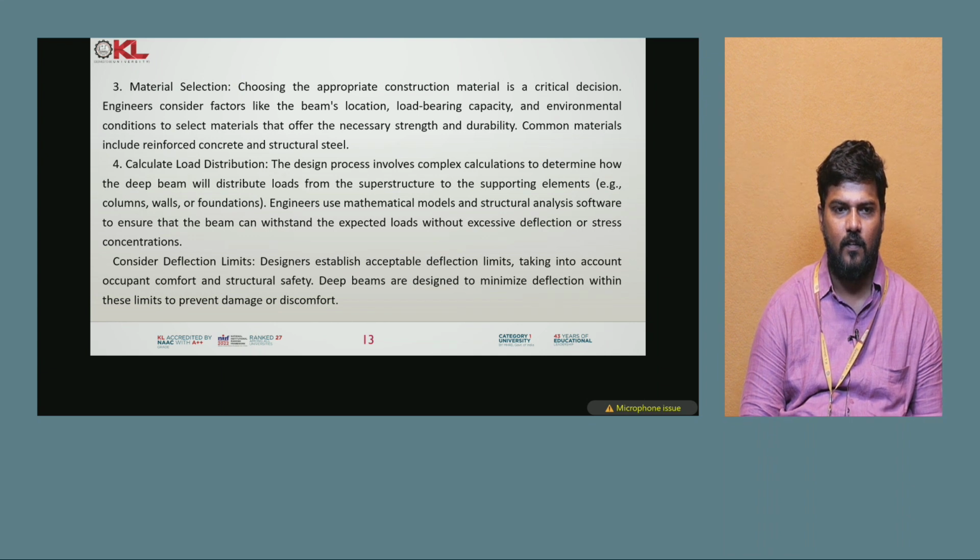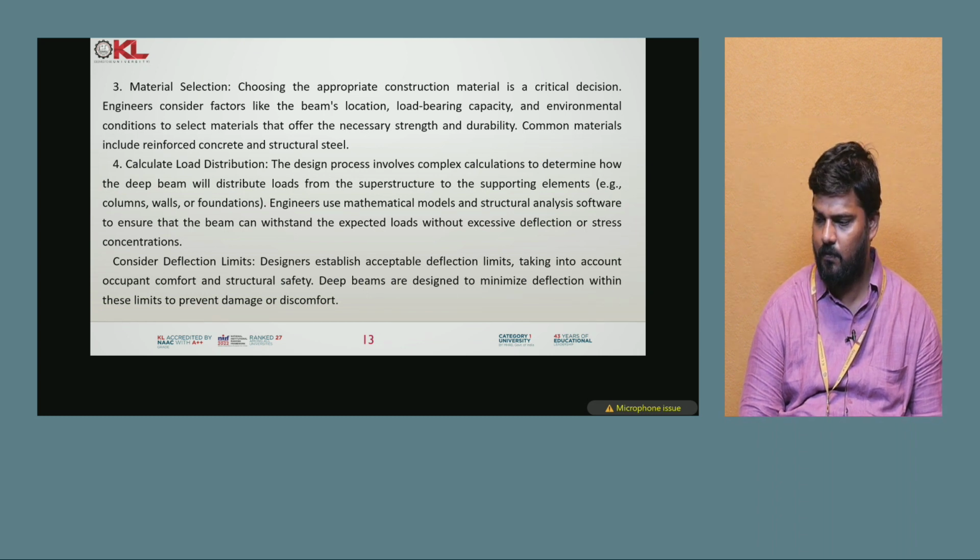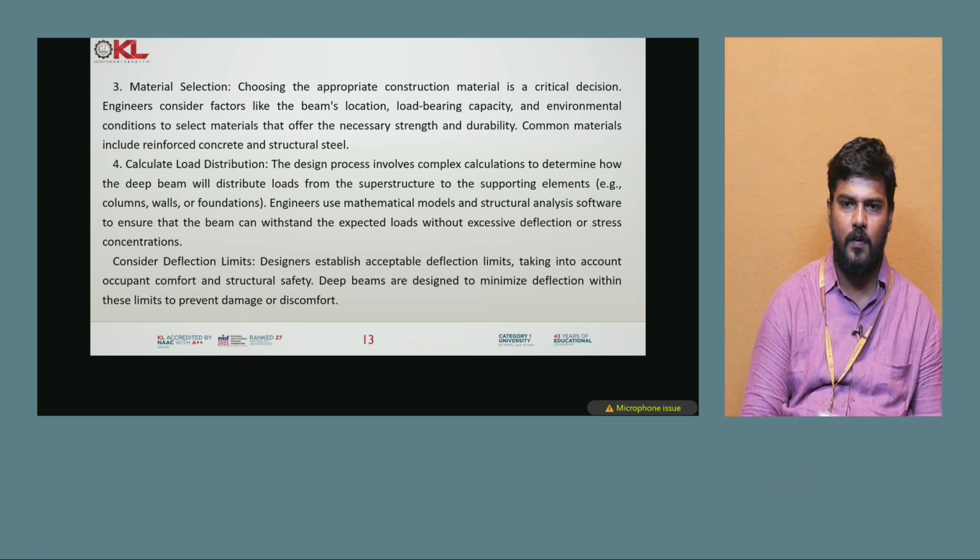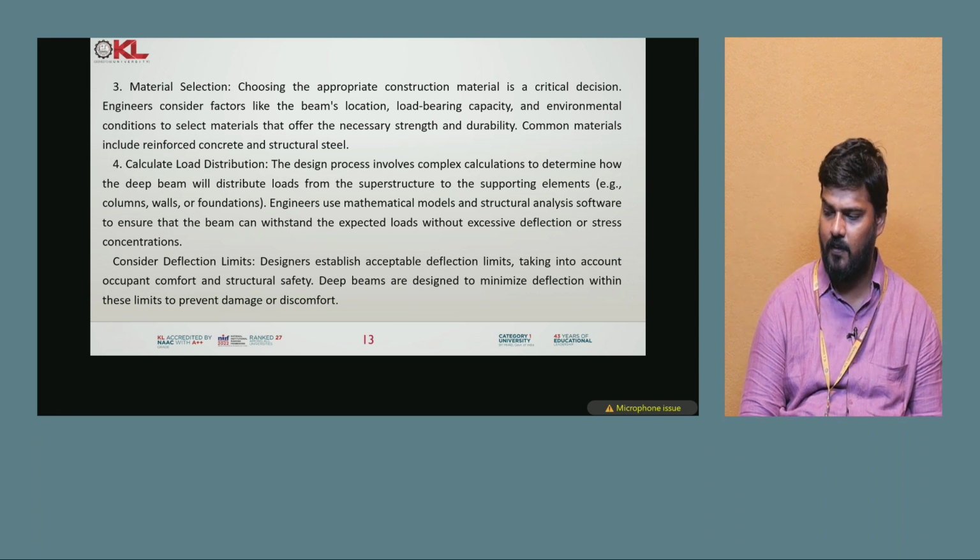Next one is the consideration of deflection limits. Designers establish acceptable deflection limits taking into account the occupant comfort and the structural safety. Deep beams are designed to minimize deflection within these limits to prevent damage or discomfort.